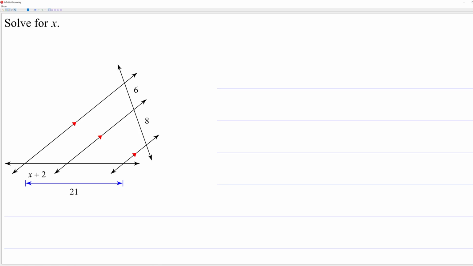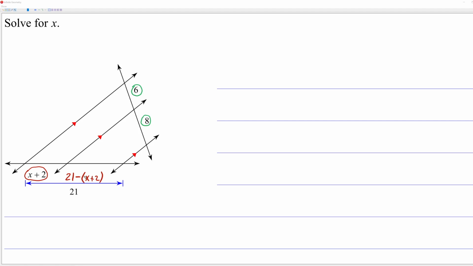So this problem will illustrate one of the most common little mistakes that you can make when dealing with this sort of geometric diagram. The idea is the same. We're going to compare the parts. So 6 is to 8, those two parts. Then we have x plus 2. Now we've seen this trick before. We're going to have to subtract. We're going to take the entire length, which is 21, and then subtract x plus 2.